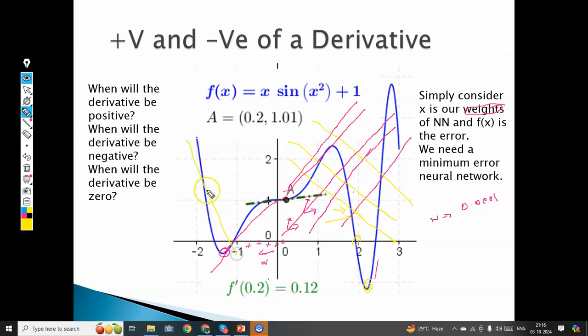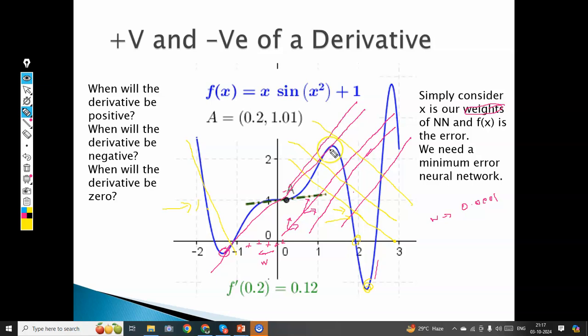This is the negative slope. Whenever we are getting a negative slope, we have to increase our x. So automatically we will be moving down to the minimum error value.